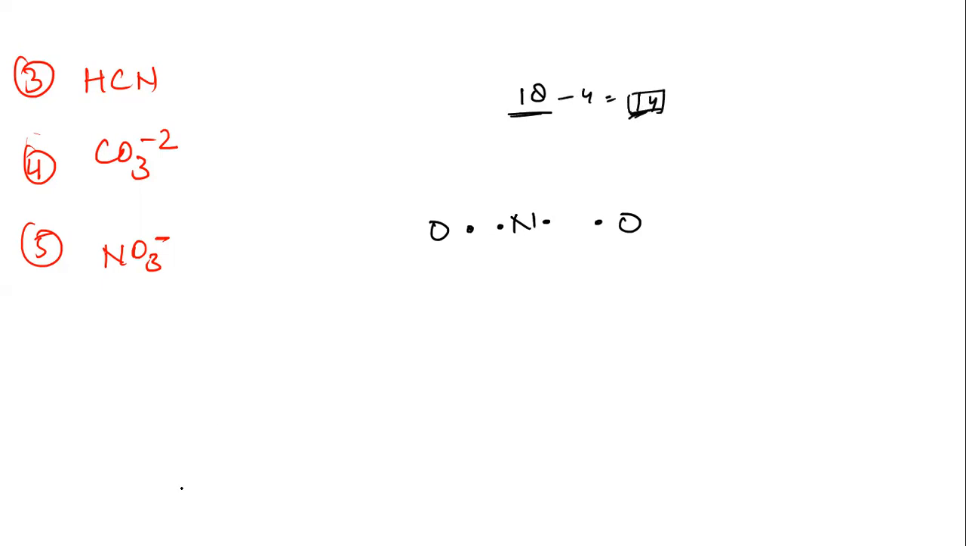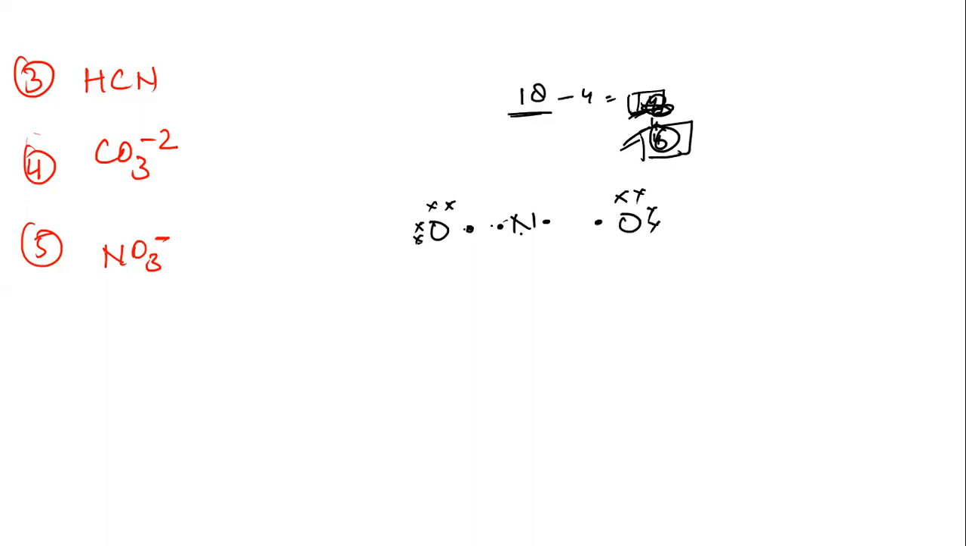Now for oxygen, 1, 2, 3, 4, and 1, 2, 3, 4 on the other oxygen. 4 and 4 is 8. 14 minus 8 leaves 6 electrons. Nitrogen has 5 electrons, and with the bonds it does not reach 8, so I have to distribute 6 more electrons.